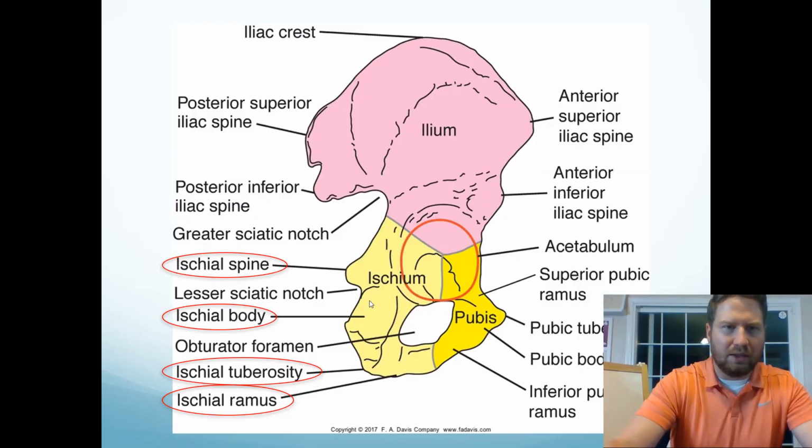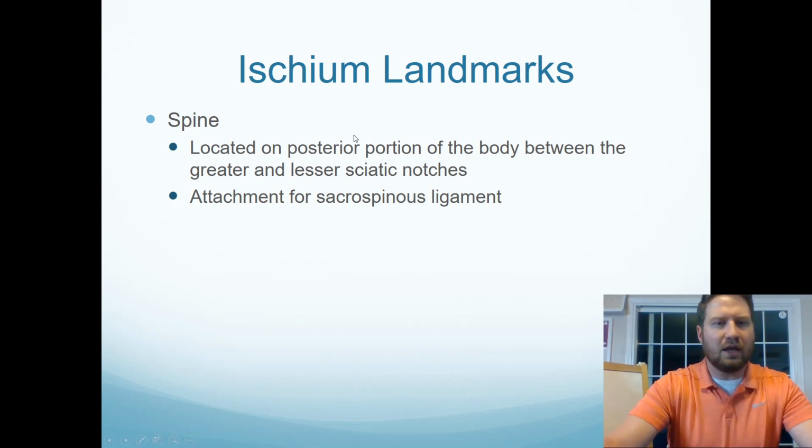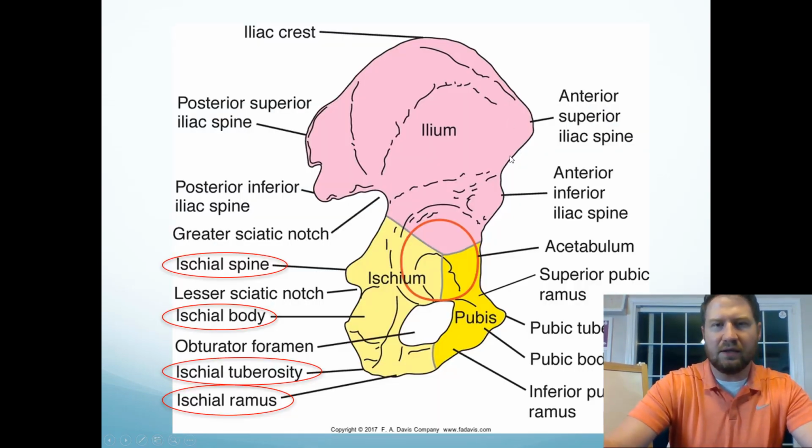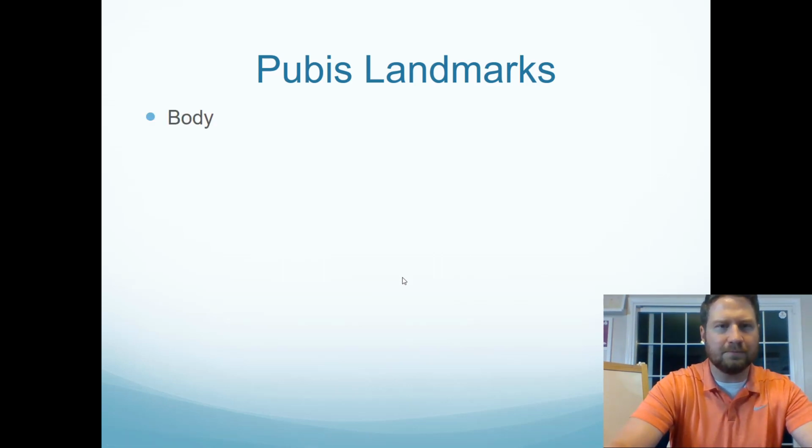The ischial spine is located on the posterior portion of the body between the greater and lesser sciatic notches, and it's an attachment point for our ligaments. We switched the orientation of this picture on you, so if it looks different, there's a reason. There's our ischial spine, our ischial body, tuberosity, and then our ischial ramus. This one has our acetabulum drawn in, and the ischium makes up roughly 2/5 of the entire acetabulum, so it's a pretty big deal.